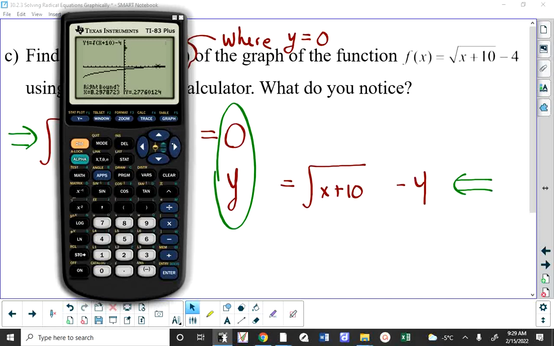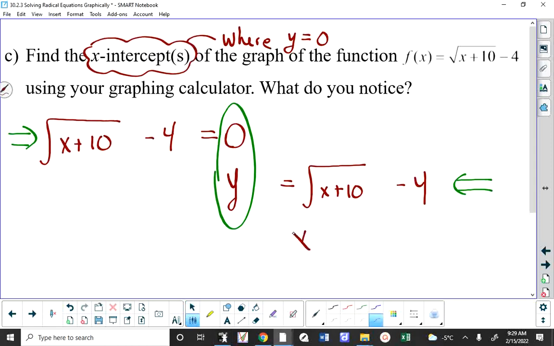Make sure you go past the x-intercept to the right, hit enter. Guess, you don't need to guess. Don't worry about why it's even there. And it tells you that the zero of that function, which means the x-intercept of that function, is 6. So the x-intercept equals 6.